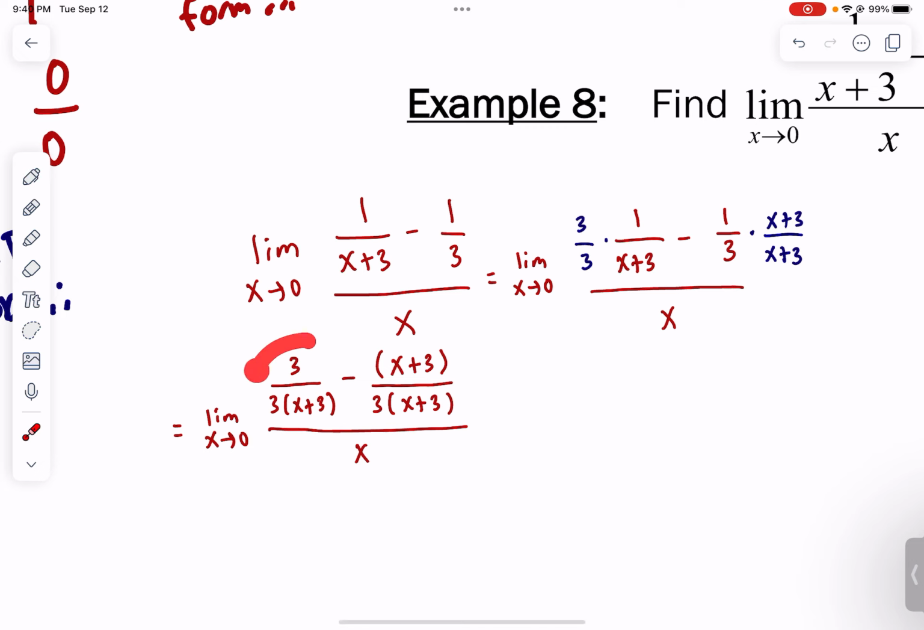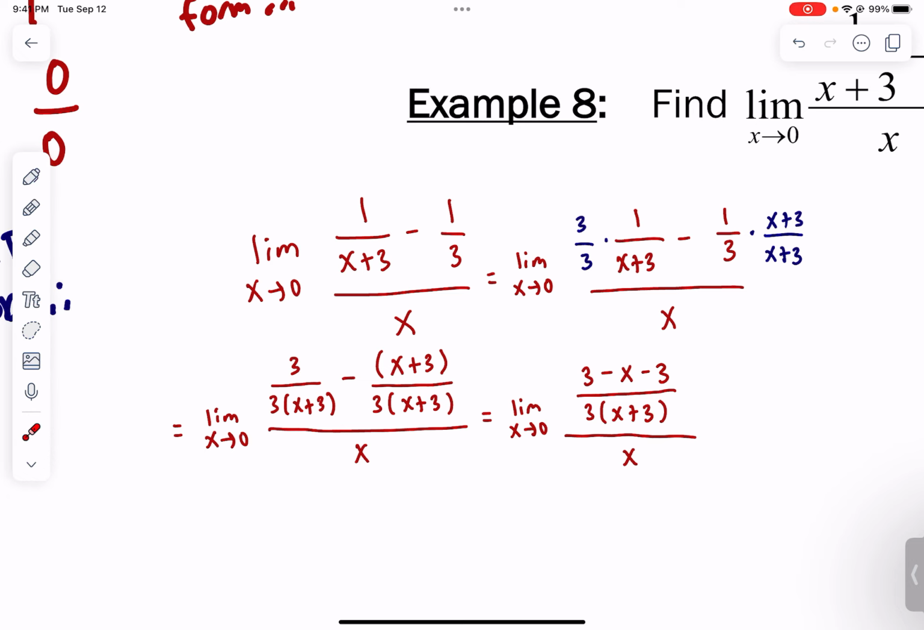Now that we have a common denominator for both of these fractions, we can combine them using the rules of subtraction here. So we'll have the limit as x approaches 0. And please be real careful here. Make sure that you distribute that negative using the distributive property. So you should have 3 minus x minus 3 all over 3 times x plus 3. And all that is all over our x. Notice here that you're able to cancel out the 3's.